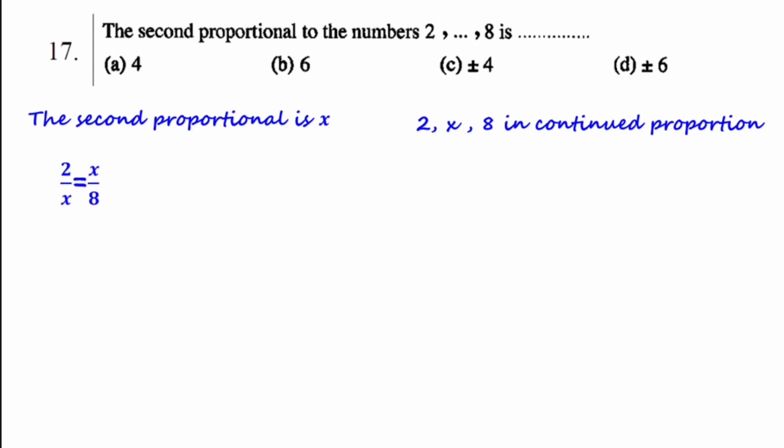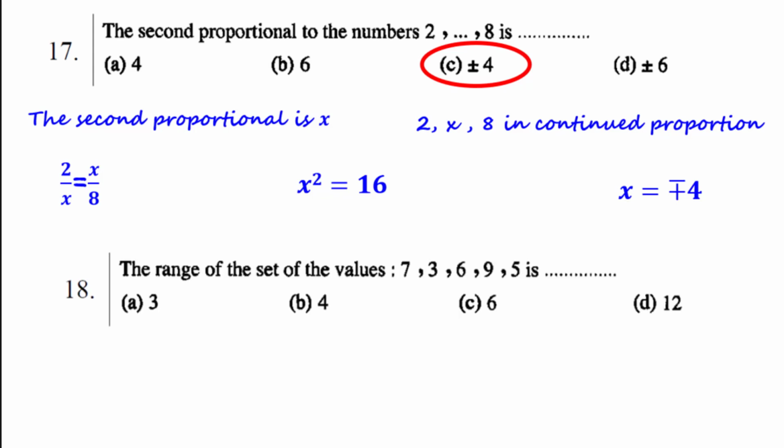Using cross products, we can say that x squared equals 16. Now x equals what? Negative or positive 4. Don't forget to take the square root of 16. The correct answer, guys, is C. So don't say 4 or negative 4. It will be positive or negative 4.